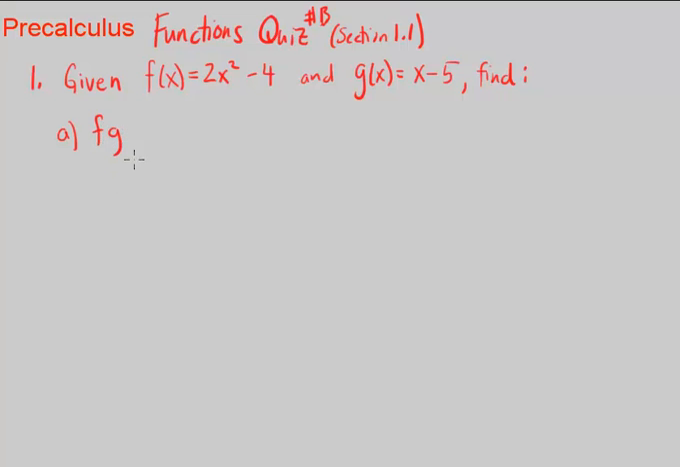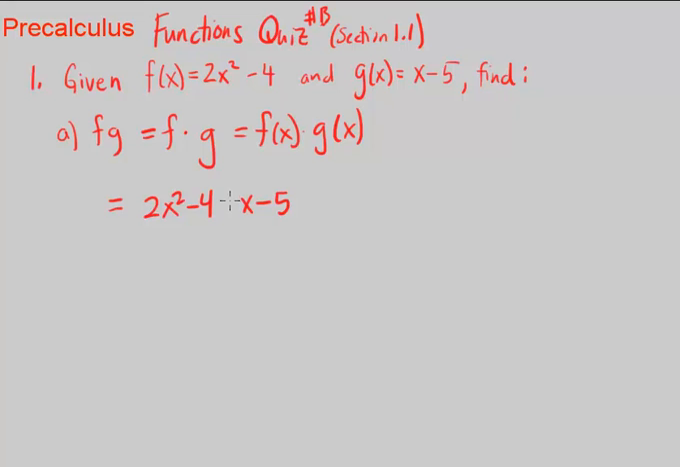Well, what is that? We know that we can do different operations with functions, and this is just f times g, written like this. So these are all equivalent, or you can say f of x times g of x. So if you're given fg or f times g or f of x times g of x, they're all equivalent. So that means we just plug in f of x, 2x squared minus 4, and g of x, x minus 5. So what are we doing with them?